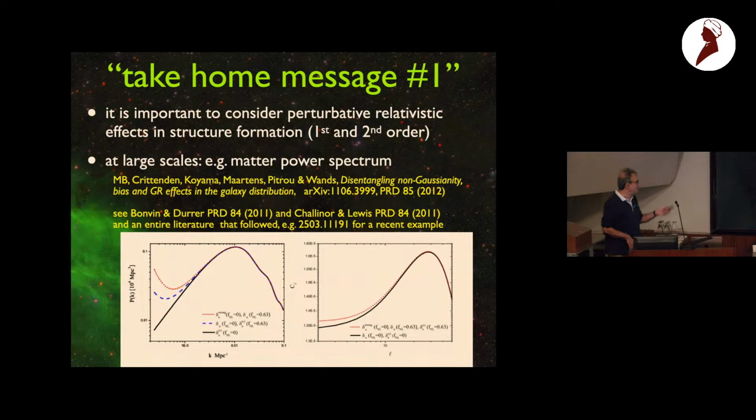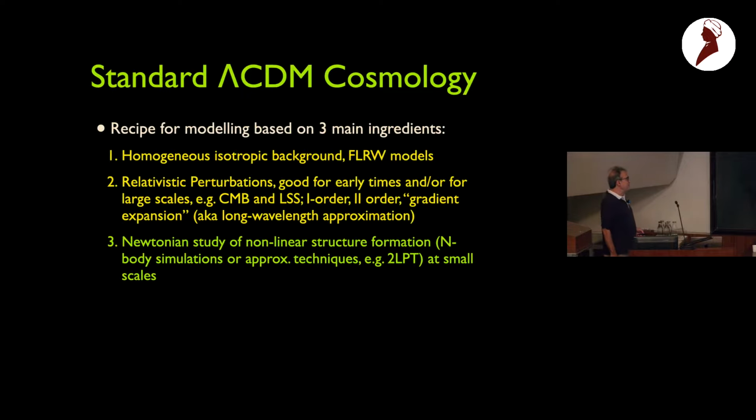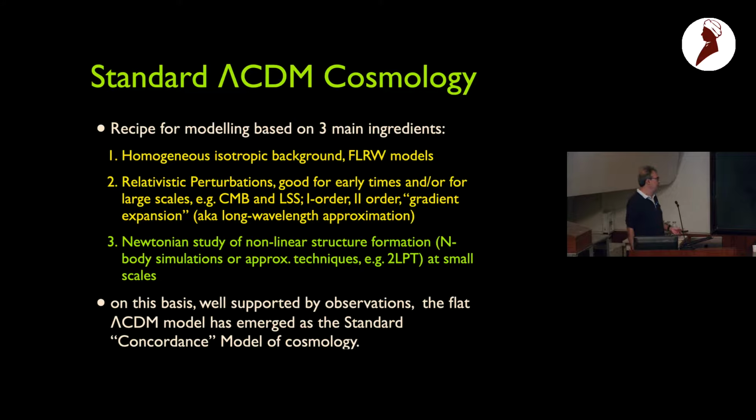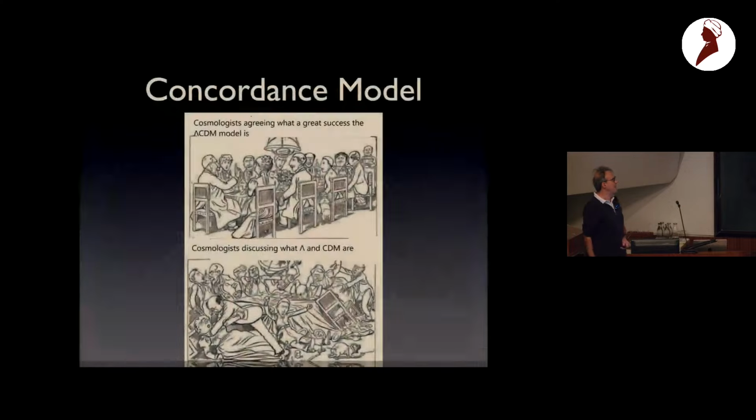This is an example of a paper from long ago where there are these effects that need to be taken into account to disentangle true GR effects from non-Gaussianity and bias. But I'm not going to talk about perturbation theory today, okay? So the third ingredient is that to study fully nonlinear structure formation, we use Newtonian theory in cosmology. This is mainly through N-body simulations or approximate nonlinear techniques like 2LPT. On this basis, we have the so-called concordance model of ΛCDM. That's it.